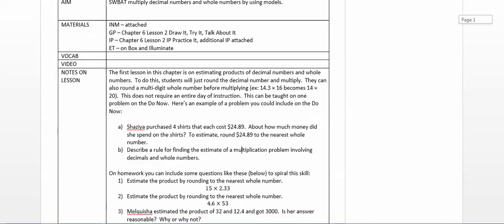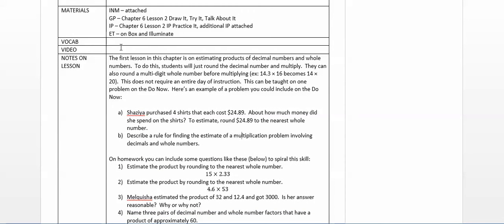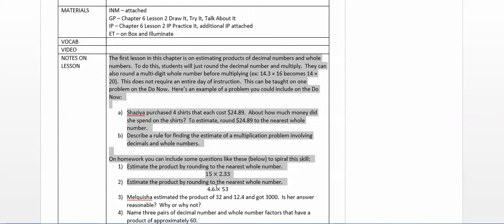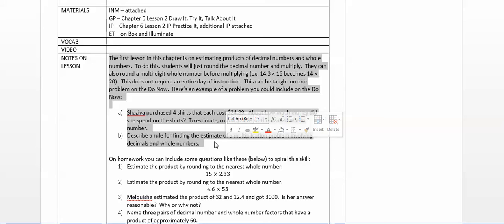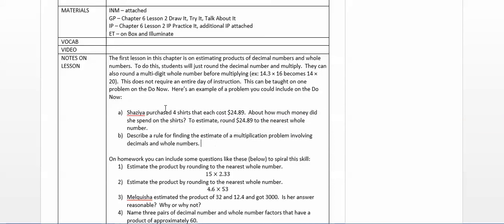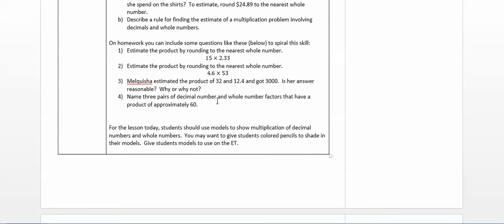Some really important notes, please read this piece as you are planning your lesson, because we skipped over Chapter 6, Lesson 1 on estimating. It's round this number to the nearest whole number and multiply by 4. That's how we want students to estimate. It doesn't take a full class period to teach that. That should be done through Do Now. Here are some questions that you can use to spiral on Do Nows and homeworks.